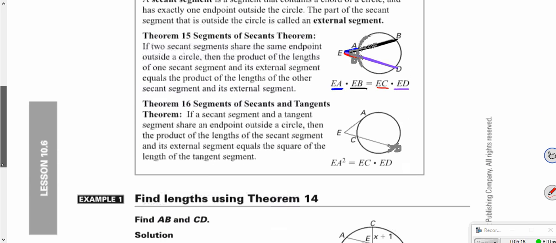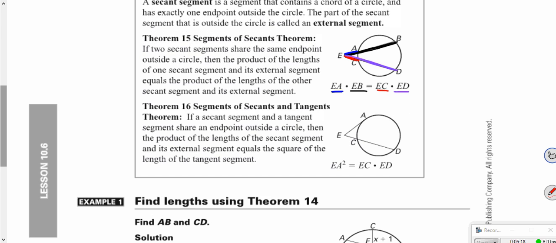Theorem 16, segments of secants and tangents. Now remember the difference between secant and tangent. A secant is going to hit the circle in 2 points. A tangent is only going to hit it at 1 point. So theorem 16, if a secant segment and a tangent segment share an endpoint outside the circle, then the product of the lengths of the secant segment and its external segment equals the square of the length of the tangent segment. Since the tangent only has one piece instead of two, that's how I remember this.